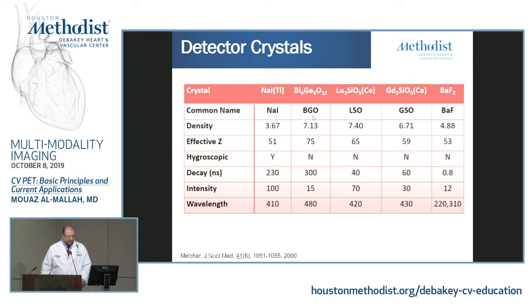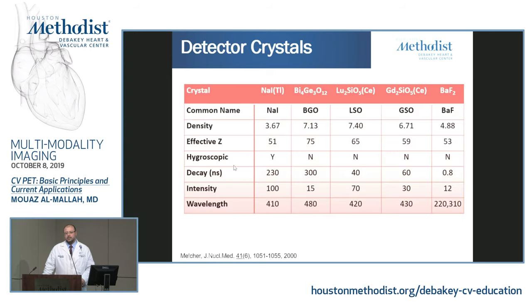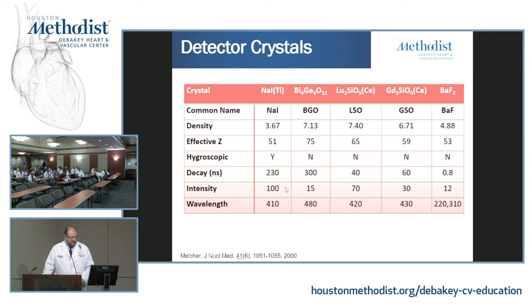And the differences between the different detectors vary primarily on the intensity and the wavelength they capture, and how much light they give you when a photon hits them. So how these detectors work is the intensity of the light that you get out of them. You get most of it with the LSO, and that's why all the vendors are moving toward the LSO.